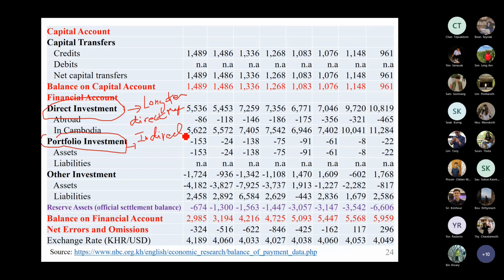In portfolio investment, you don't get involved much in the management. For example, when you buy stock, or you buy bonds. When you buy stock of a company, let's say you buy the stock of Toyota, you become an owner of the Toyota company because you own their stock.